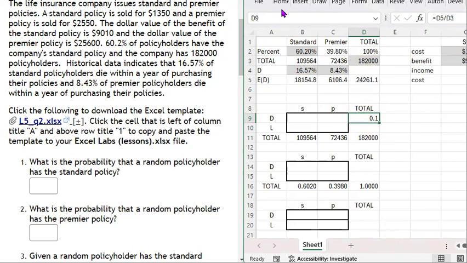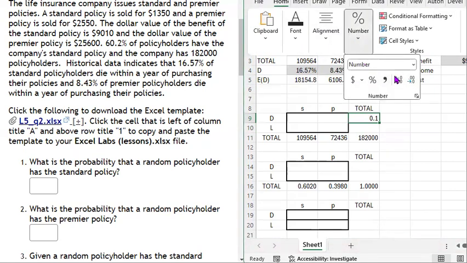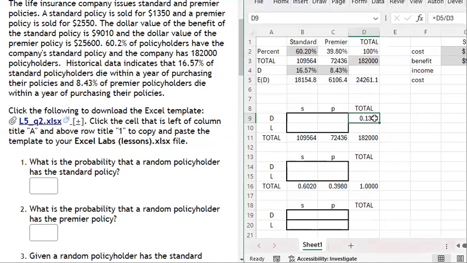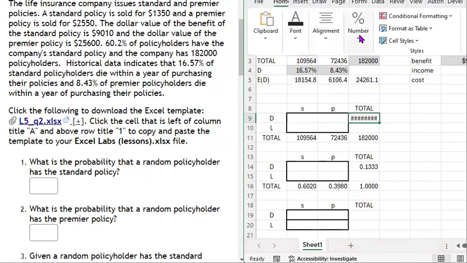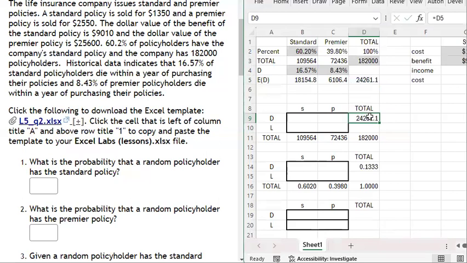So 0.13333, right? Whoops, sorry. I put that in the wrong spot. This number here is the 24,261. Expected number of policyholders dying within a year of purchasing one of our policies. These are expected values, right? This is actually not an observed frequency, right? This is an expected frequency.